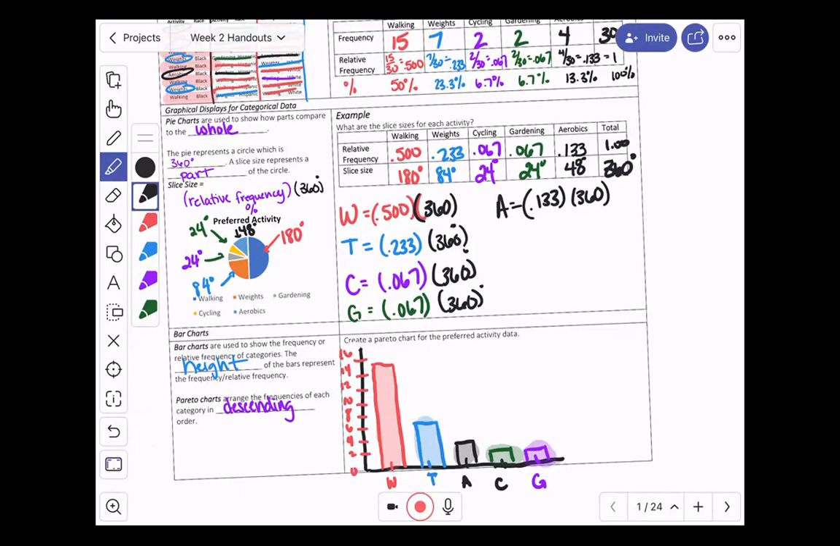If I were to draw the relative frequency, how would that change? Which bar would still be the biggest in a relative frequency distribution? Walking would still be the biggest. Which one would be the next biggest? Weight training, followed by aerobics, followed by cycling and gardening, right? So that's not going to change. The bars themselves won't change height. What will change is the scale out here, which will change to the relative frequency. That's the only thing that's going to change about this.